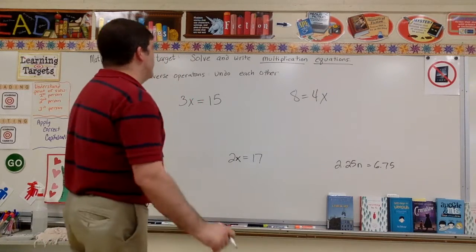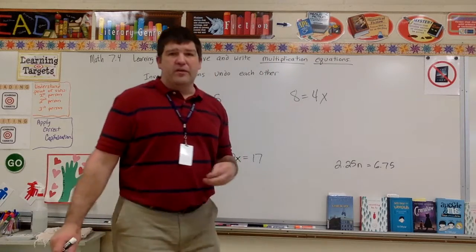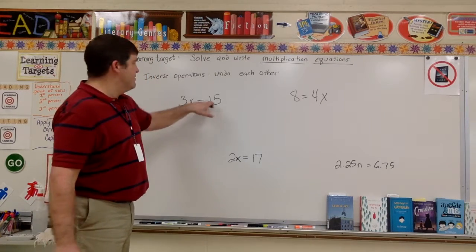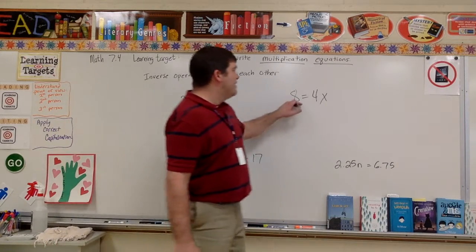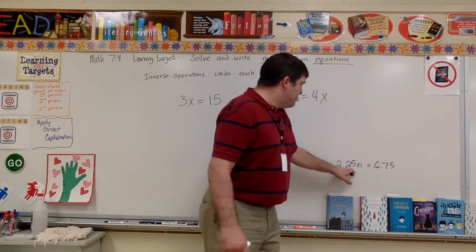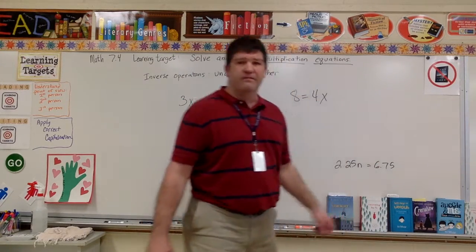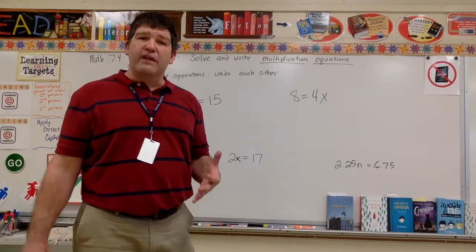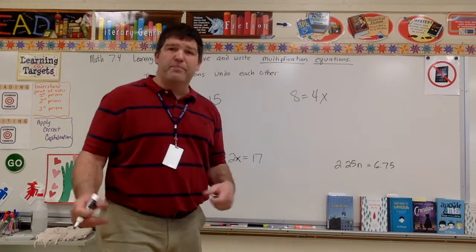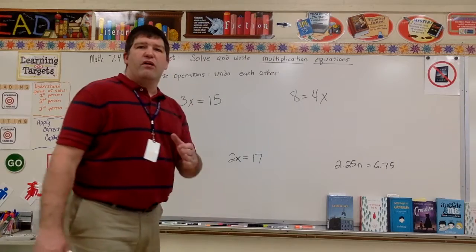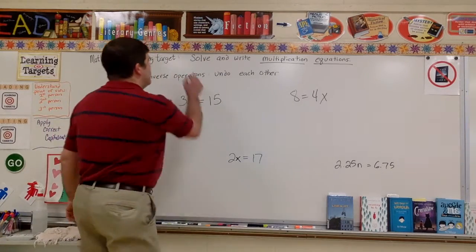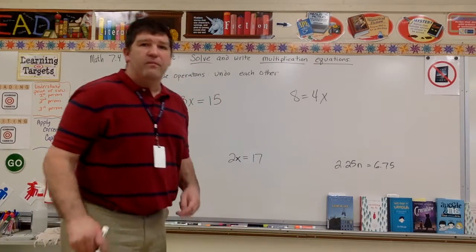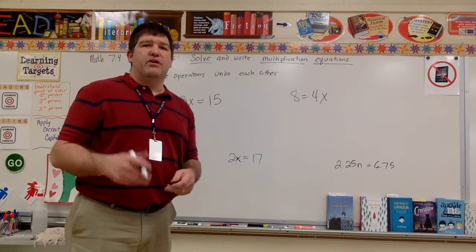So, multiplication equations. I have a couple samples up here, like 3 times x equals 15, 2 times x equals 17, 8 equals 4 times x, 2.25 times n equals 6.75. These are all multiplication equations. They're equations because they have an equal sign, and they're algebraic because they have a variable. So we need to solve for the variable. This is going to be solving over here. I do have a word problem that we will write the equation for and then solve.